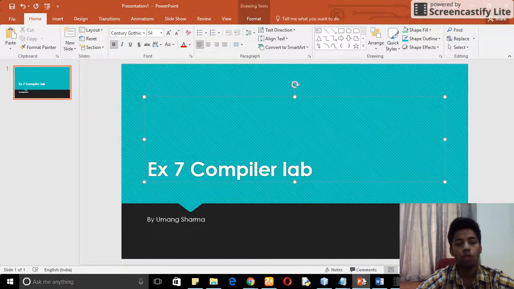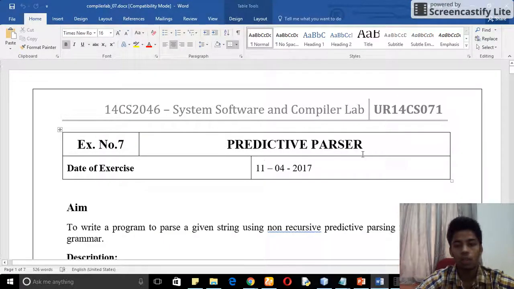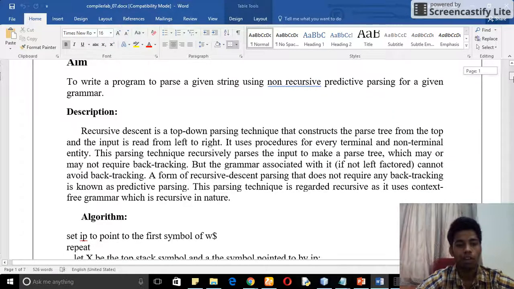In this video, I am going to explain my compiler experiment number 7. In this experiment, this is predictive parsing. Our aim is to write a program to parse a given string using non-recursive predictive parsing for a given grammar. I will tell you the description of this experiment.